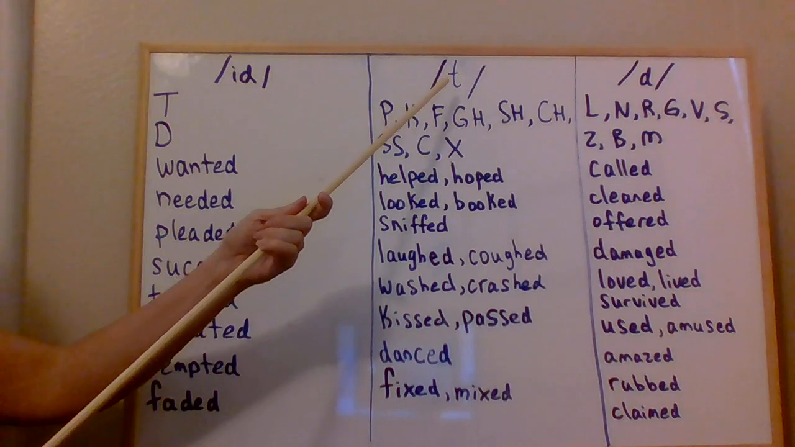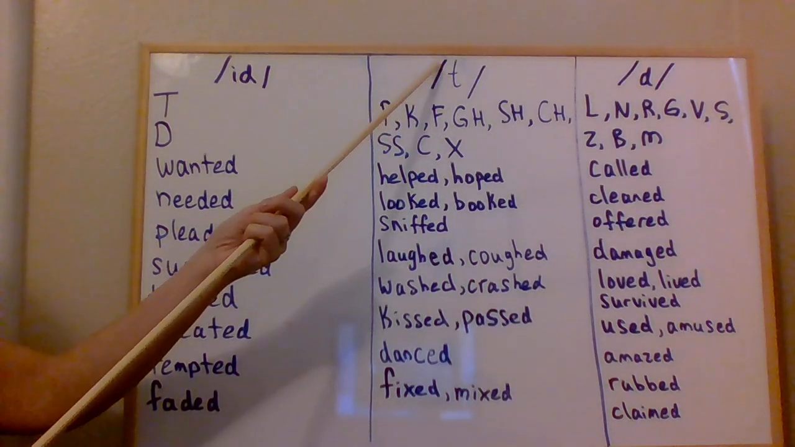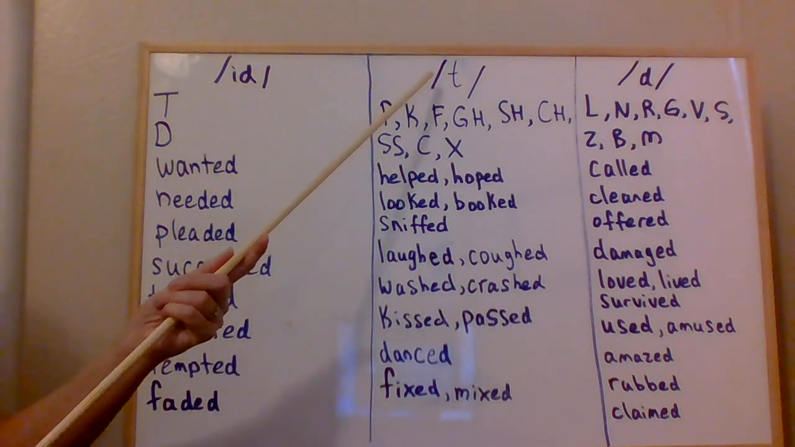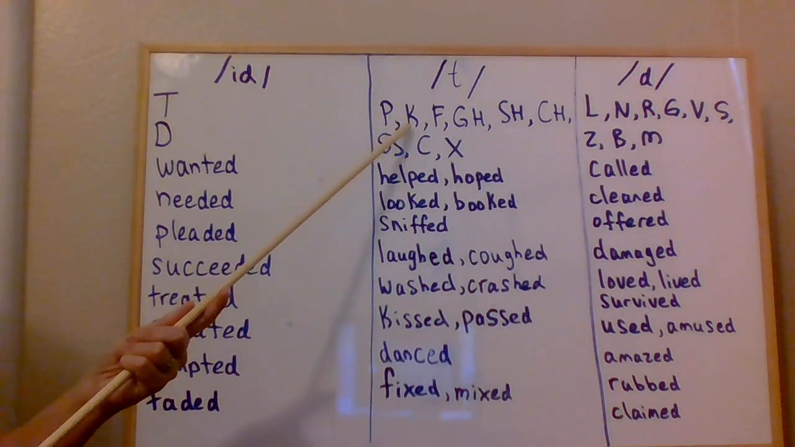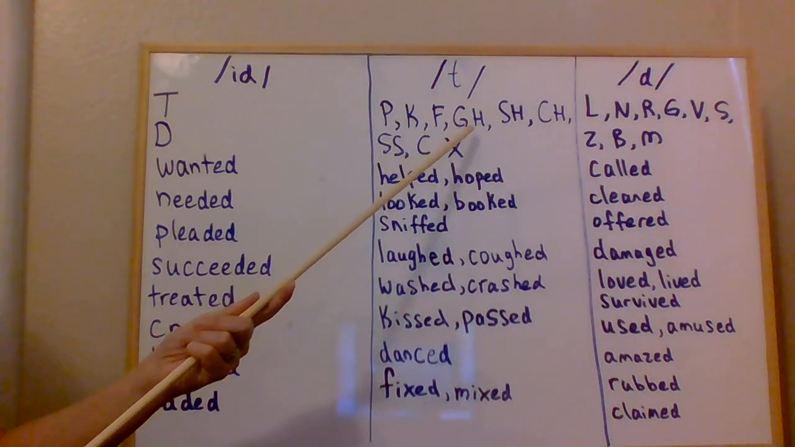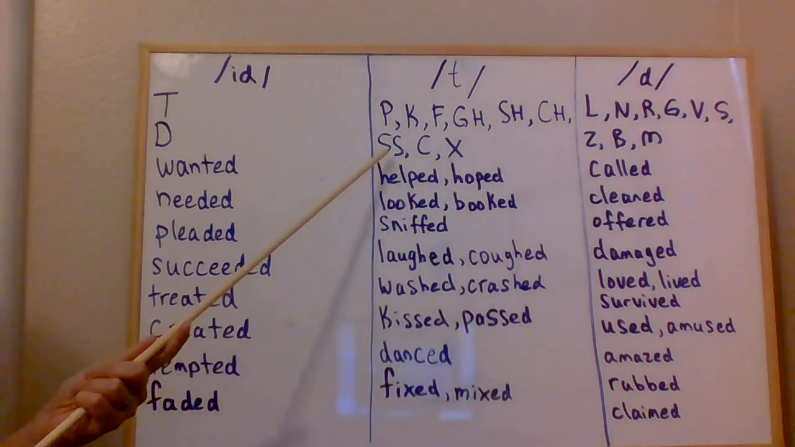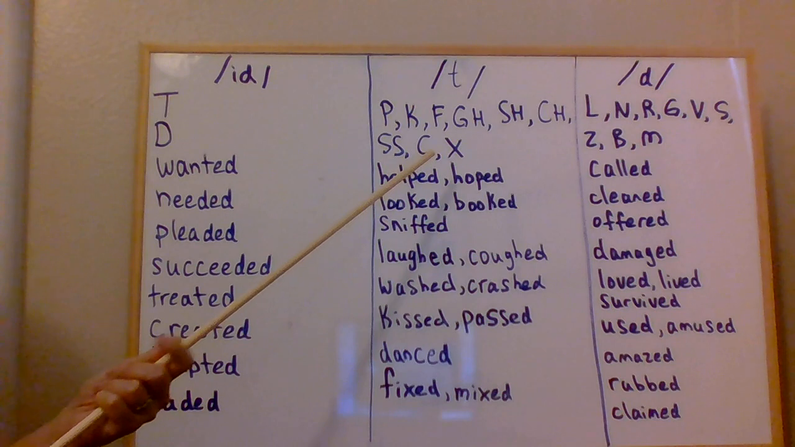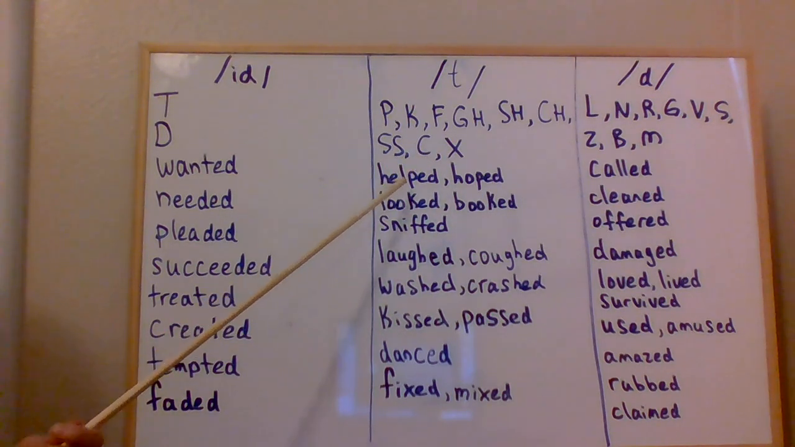Then we have probably the most common sound that American speakers make when they end a verb. That's the T sound. We use the T sound when the verb ends in a P, a K, an F, a G, an H, an SH, a CH, an SS, a C, or an X. Let's go through these examples, and again, please repeat after me.